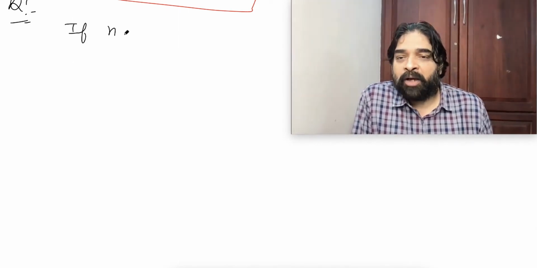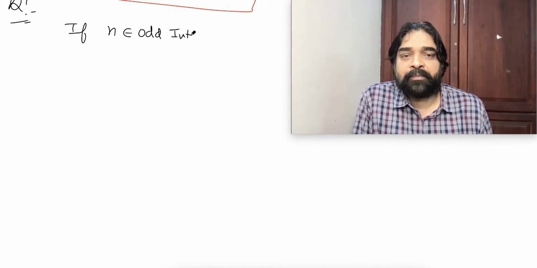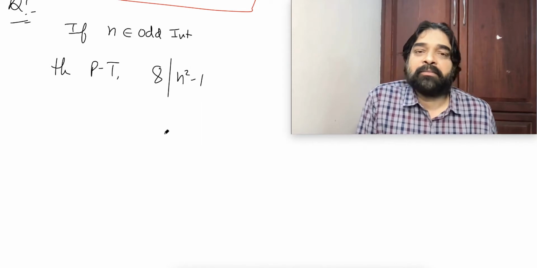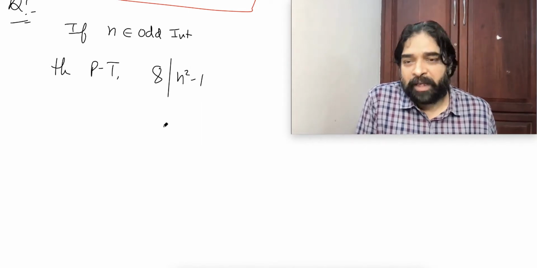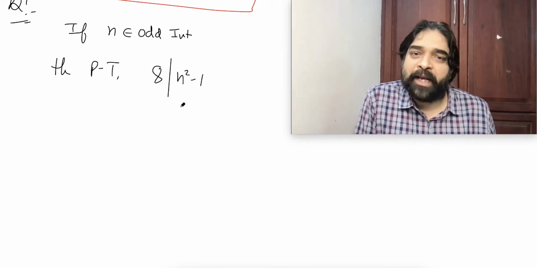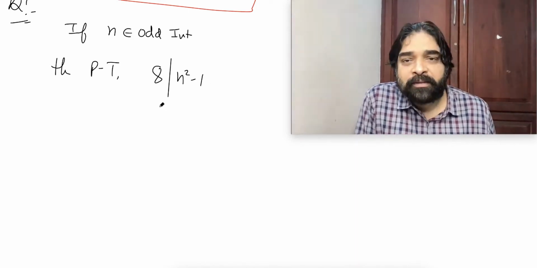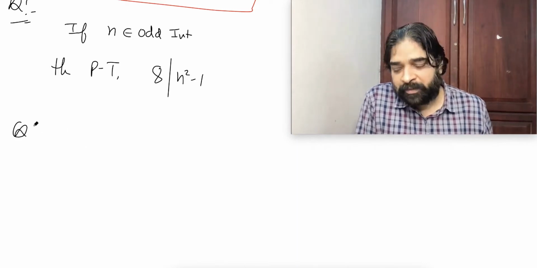If n is an odd integer, then prove that 8 divides n square minus 1. I don't have to solve much. Since n is an odd integer, n square will be 8m plus 1. So 8m plus 1 minus 1 is 8m. So this is of the form 8m. It will always be divisible by 8. Yes or no? Next.